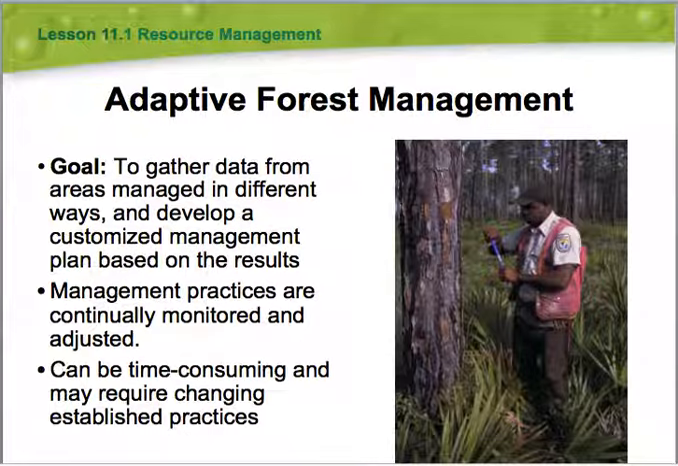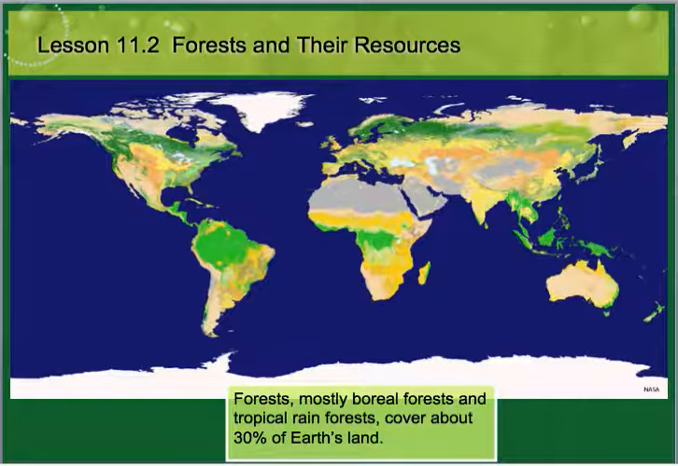The last of the three resource managements we talked about was adaptive forest management, which was more of a scientific approach where we gather data about different types of resource harvesting, and we say, okay, this one works the best for this area, and this is why, and we adapt to that model. This is a more time-consuming type of practice because the research of figuring out which model of harvesting works the best takes time.